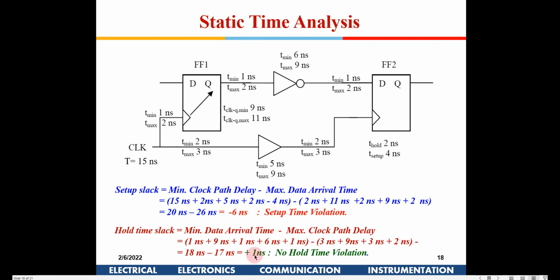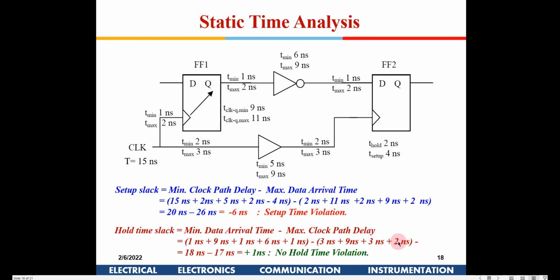So here if you see, there is no hold time violation, because the data is reaching, in the worst case, at 18 nano, and this is 17 nano, right. So this 17 nano includes the 2 nanosecond hold time, right. So if you are not putting 2 out here, then this difference should be more than 2, right.